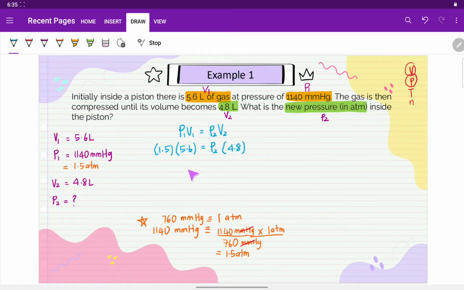So rearrange everything. So awak akan tulis P2 sama dengan 1.5 darab 5.6, bahagi 4.8. So you will get the answer for the second pressure. The new pressure in ATM adalah 1.8 atm. So this will be your final answer.